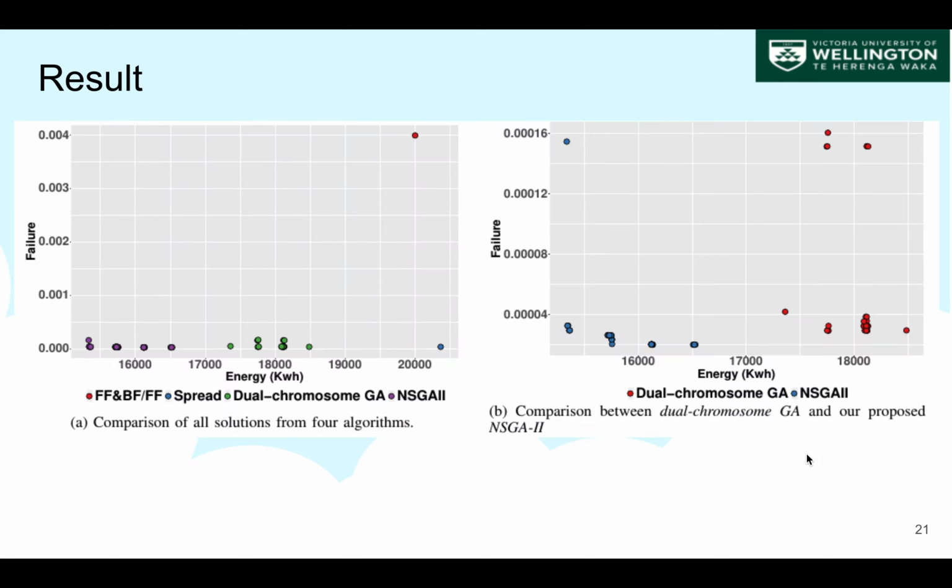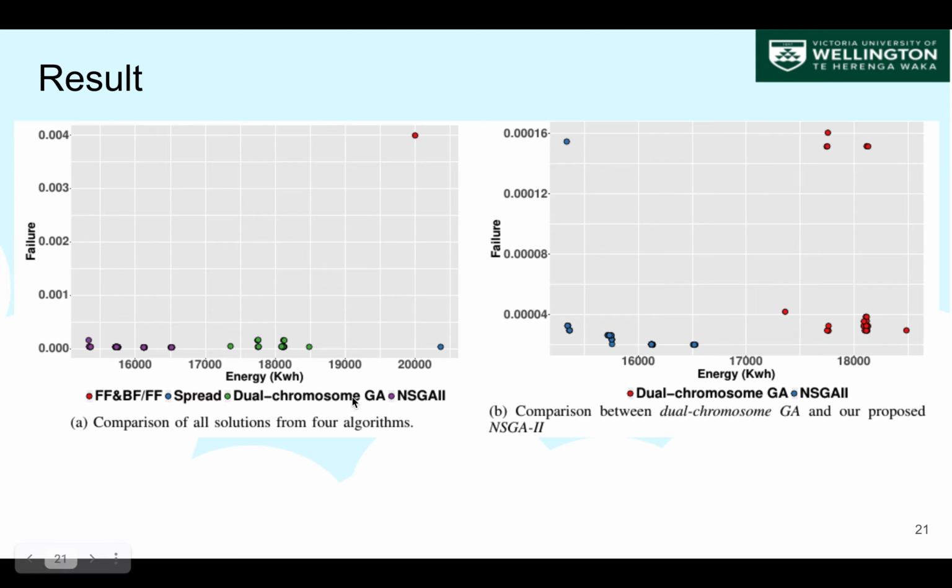Here are some results. The first one shows the output Pareto front for each algorithm. The failure is similar to availability, and we're trying to minimize this failure. And then the energy consumption, we're also trying to minimize it. So when the dots are closer to the origin, that means it performs well.